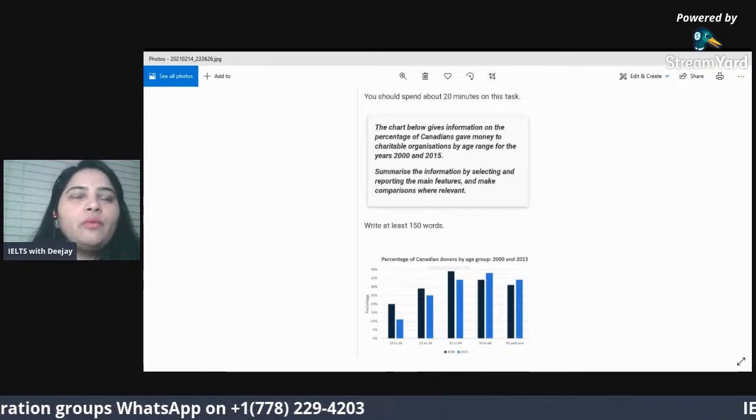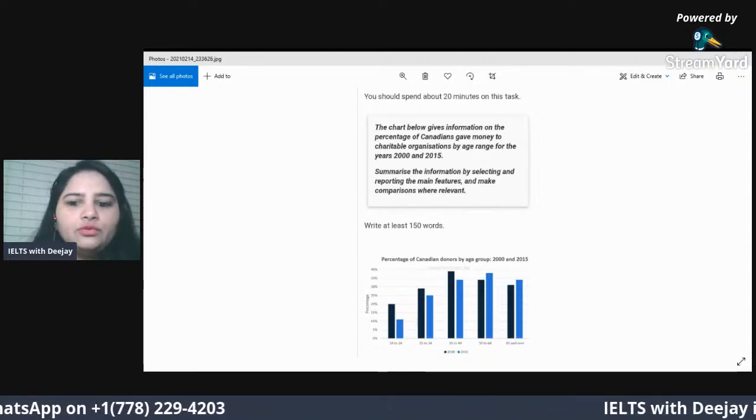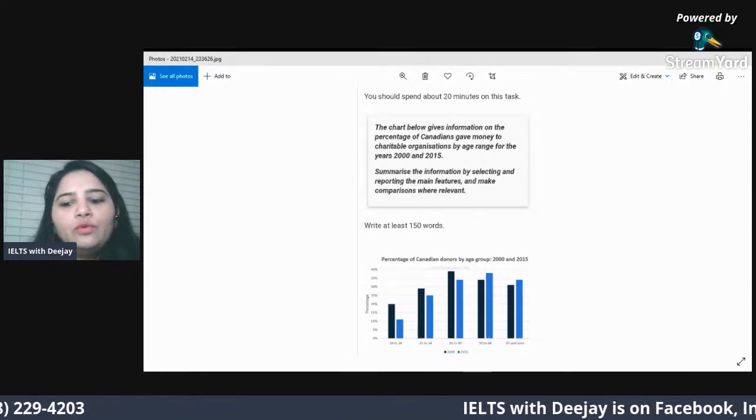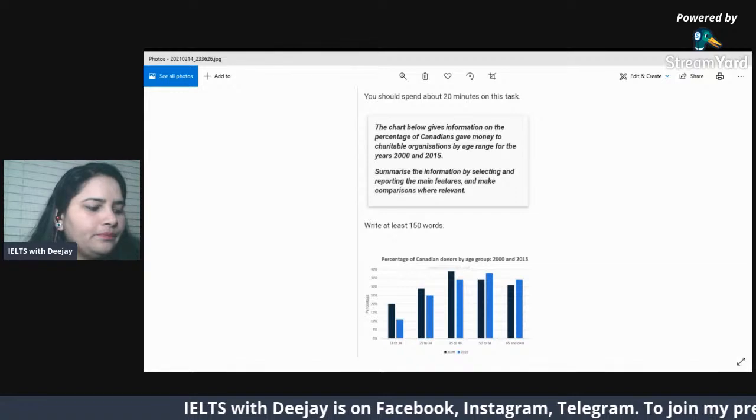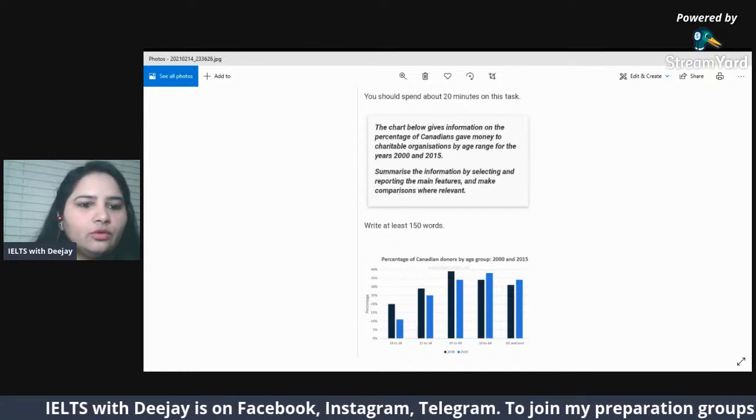Connectors, you do not use so many connectors here. You have to use very simple connectors that go with academic writing. Okay, I will share those. Okay. Write down the overview.